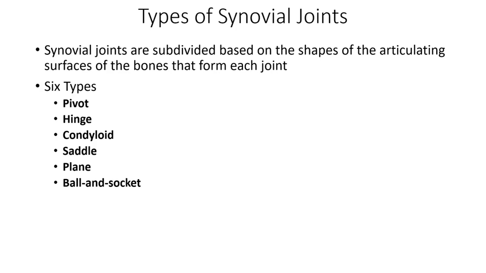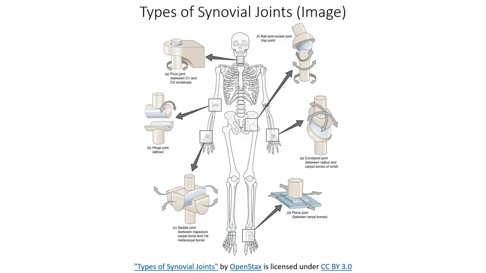So we have a bunch of types of synovial joints, all right, and so these synovial joints are based on the shapes of the articulating surfaces. So we've got pivot, hinge, condyloid, saddle, plane, and ball and socket joints. So here are some examples of the different types of synovial joints.